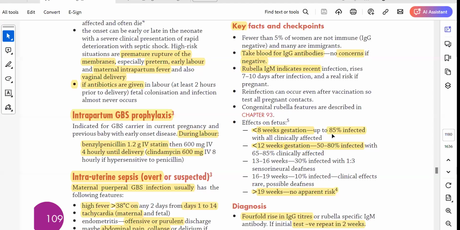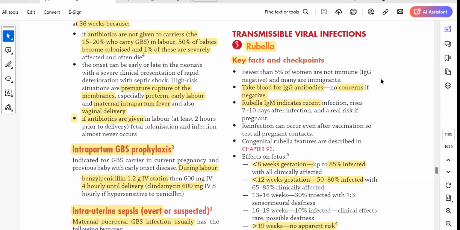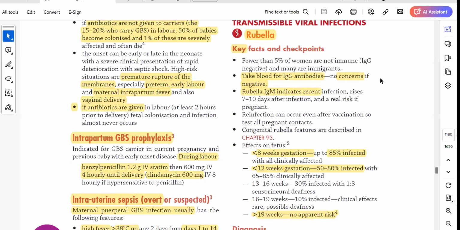The problem with congenital rubella syndrome is that there is a lot of abnormality in the baby. So baby can have heart defect, most importantly PDA, which is patent ductus arteriosus. They can have deafness, they can have cataract, and lots of other organ problems, then intellectual disability. So it's not a good thing to happen. So that's why it is very important to know for the exam.